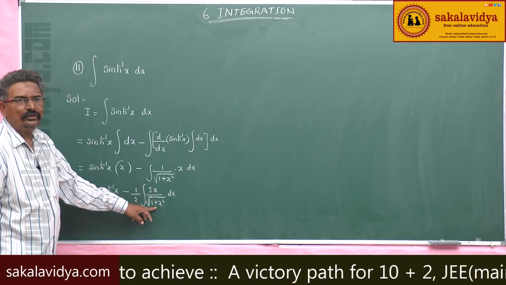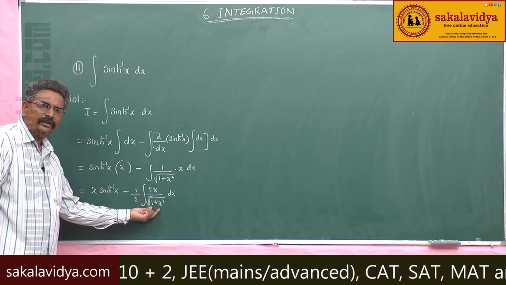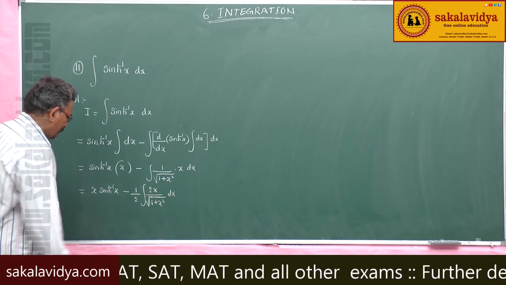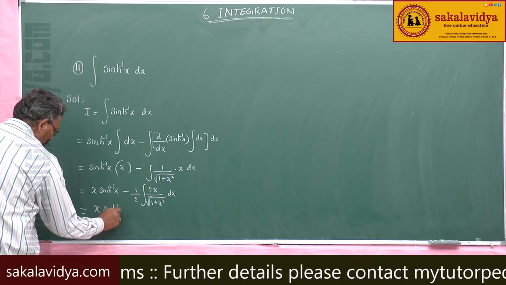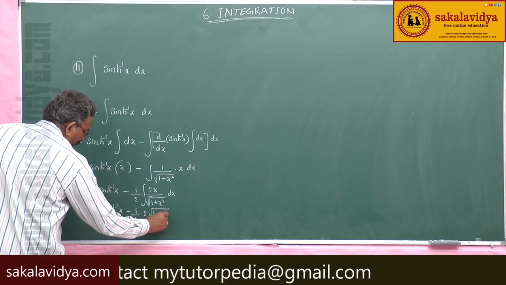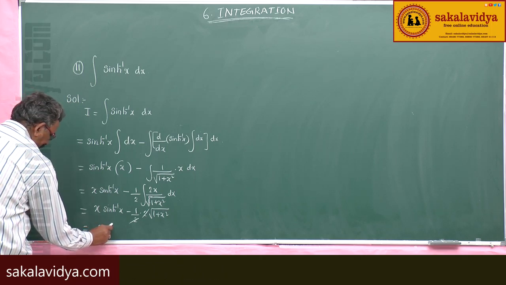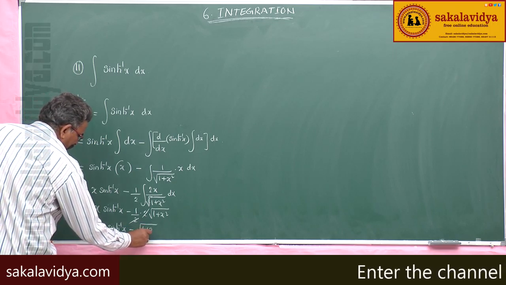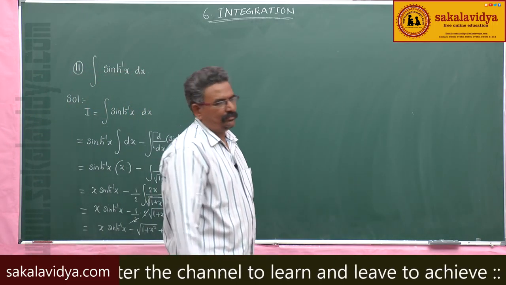Here 2x is the derivative of 1 plus x square. How does it appear? It appears as f dash x by root f of x. Integral f dash x by root f of x dx is 2 root f of x. So this can be written x sin h inverse x minus half times 2 root of 1 plus x square. 2 gets cancelled. So this is equal to x sin h inverse x minus root of 1 plus x square plus constant of integration. Let us go to the next problem.